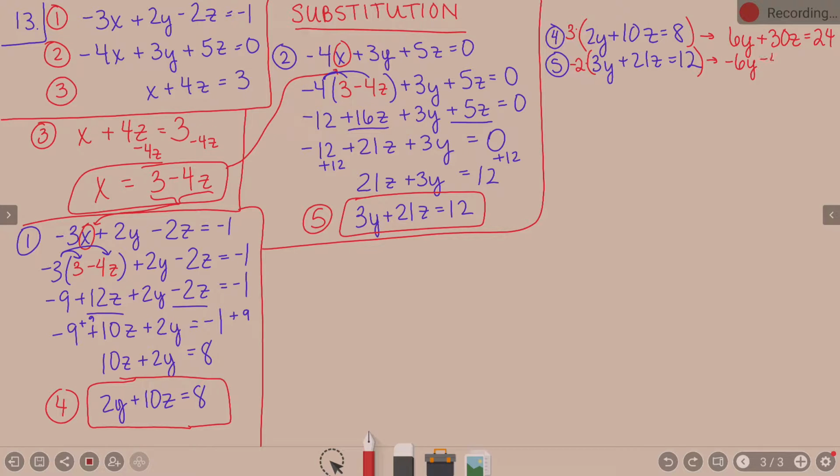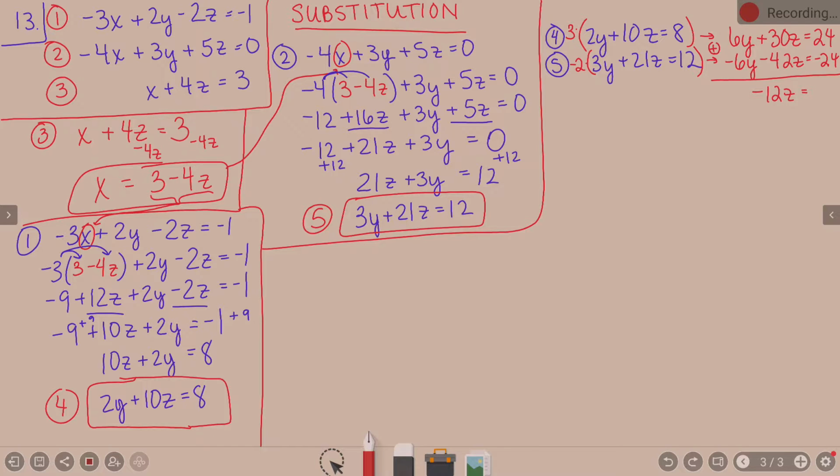Bottom equation, multiplying by -2. -6y minus 42z equals -24. My 6y's, positive 6y, negative 6y, so opposite signs I'm going to add. 6y plus -6y cancels, that's 0, which is what I want. 30z plus -42z, -12z.